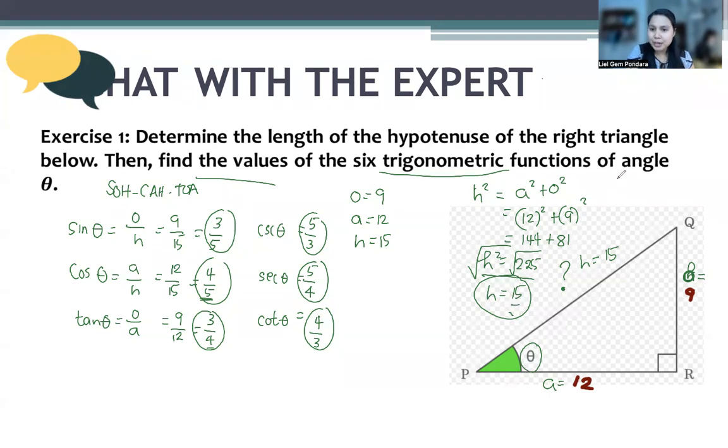Because remember, AP, that's h squared equals 225. But we only need to get the value of h. So to get rid of the squared, we need to find the square root of both sides. Square root of h squared is h. Square root of 225 is 15. Okay, thank you. Other questions? No other questions? Then we'll go to the next one.